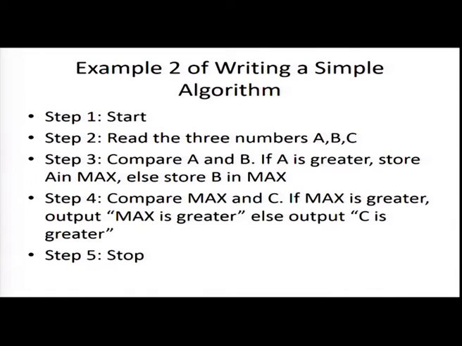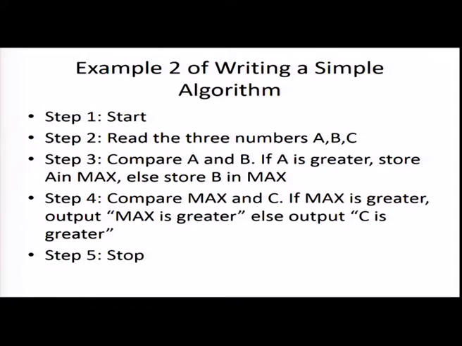Now let us see the second example, how to write effectively, because effective writing is also one of the characteristics of an algorithm. The algorithm should be precise, should be crisp, should be small, and it should be effective. So let us see how to cut short a few lines on this. This is example 2 of writing a simple algorithm. Step 1 is start. Step 2, read the 3 numbers a, b and c.